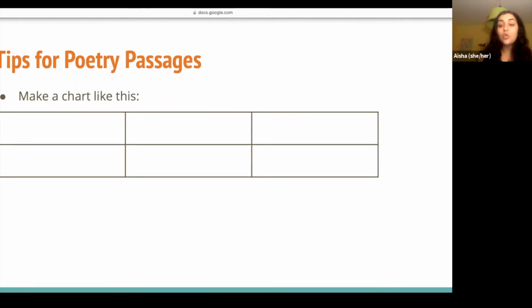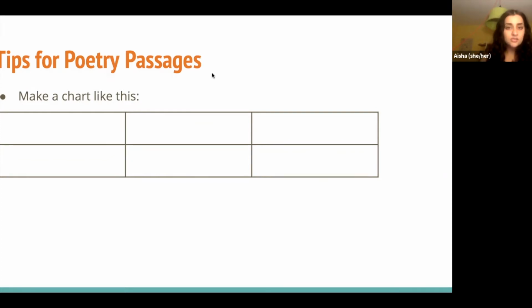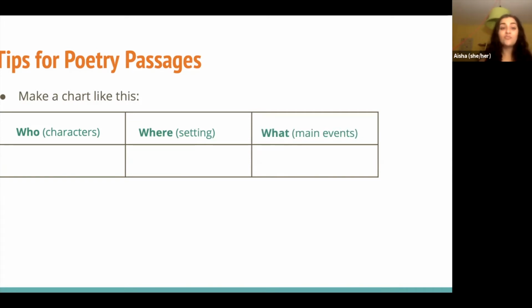It had 3 columns. We're not going to have to fill out the chart today, but in general, you should make these charts when you approach poetry passages. You're keeping track of 3 things. First is who, which is characters. Second is where, which is setting. And last is what, which is main event. Again, we're not going to do this with you this time, but this is a really good way of making sense of poetry passages that can be kind of confusing.